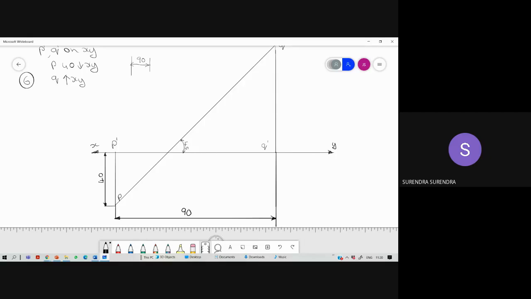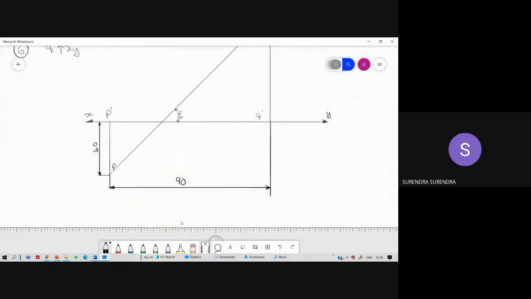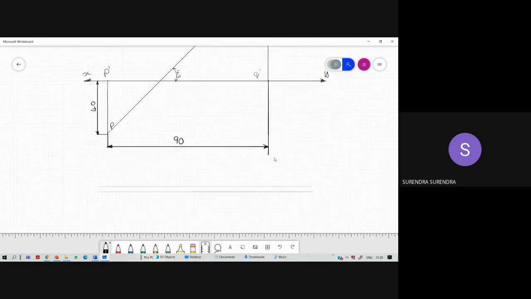Now, at the end, he asked to calculate a value: find the distance of Q with respect to VP. Whenever you are asked to calculate a value, write it as a statement below the problem. So below the problem, draw guidelines with a 2H pencil, as light as possible. These are just for maintaining a constant lettering height of 4 mm.